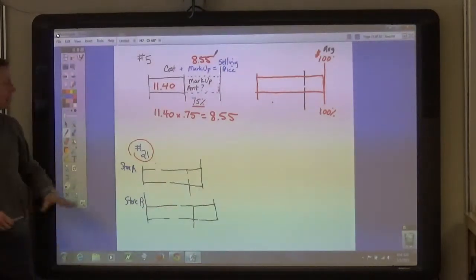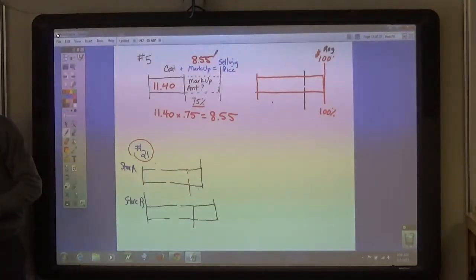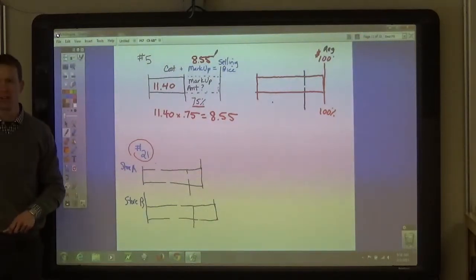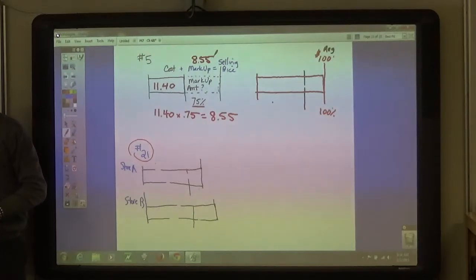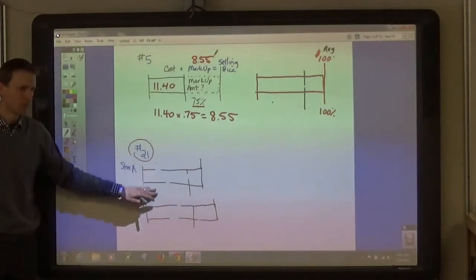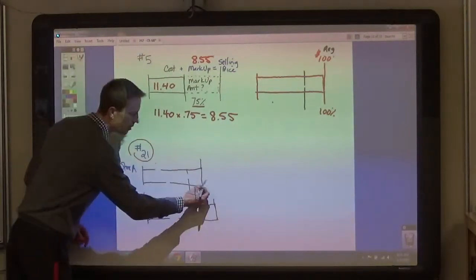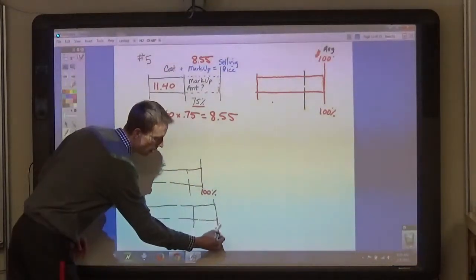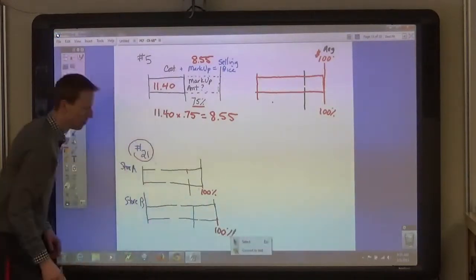Okay. Let's do number 21 together. Store A is selling a video for 20% off the store's regular price of $25.95. Store B is selling the same video for 30% off their regular price of $29.50. Which store's sale price is lower? And how much lower? Draw these models. Let's say that this represents 100%, so each store's regular price.